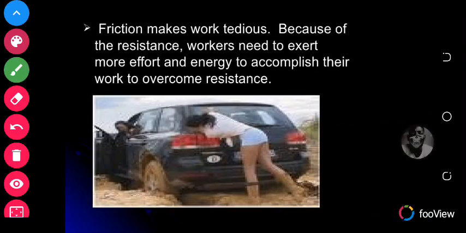Friction makes work tedious because of the resistance. Workers need to exert more effort and energy to accomplish their work to overcome resistance. So imagine, because of friction, nails are unable to come out of whatever they go into easily. Removing such a nail that has been hammered into the wood would be very difficult because there will be some resistance. And the resistance is as a result of friction.